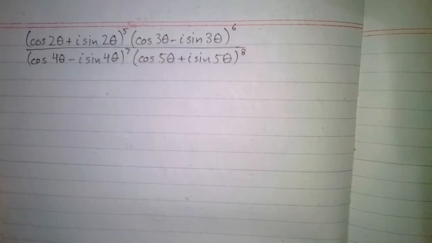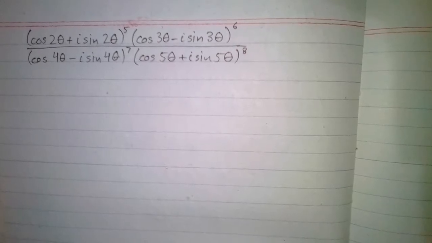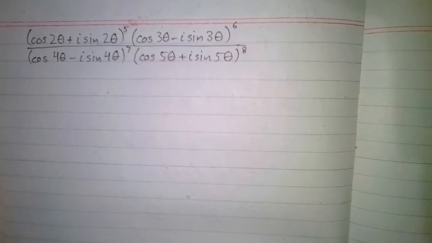In this video, we will use De Moivre's theorem in order to simplify this expression. So we have (cos 2θ + i sin 2θ) raised to the power 5 multiplied by (cos 3θ − i sin 3θ) raised to the power 6, all over (cos 4θ − i sin 4θ) raised to the power 7 multiplied by (cos 5θ + i sin 5θ) raised to the power 8. And we have to simplify this expression.